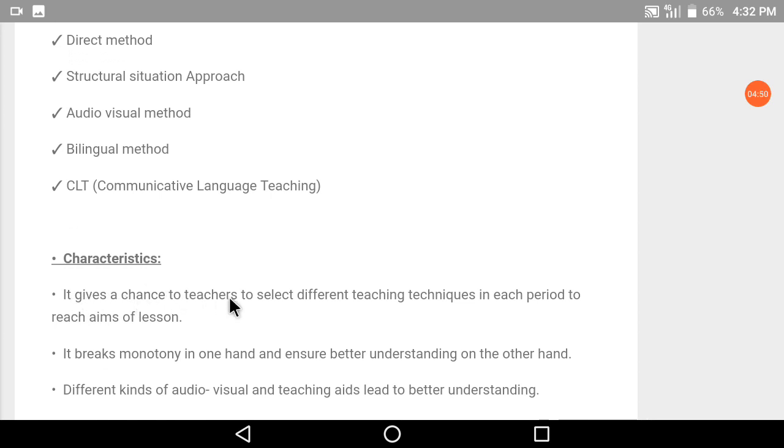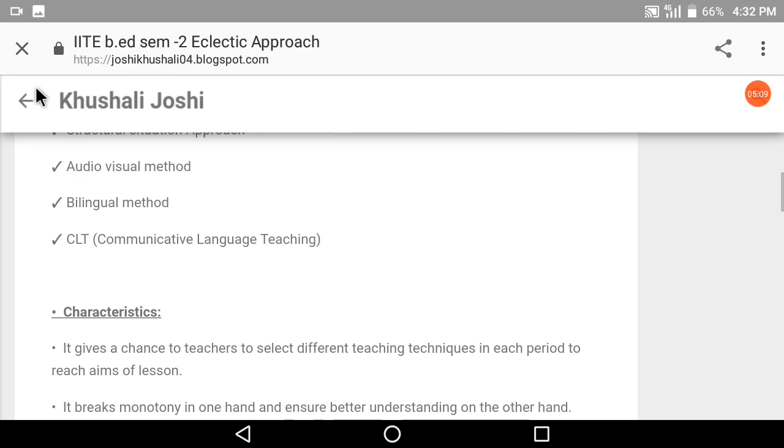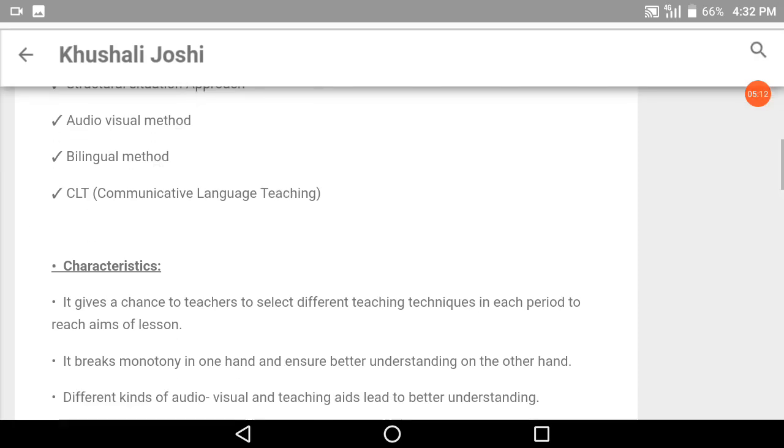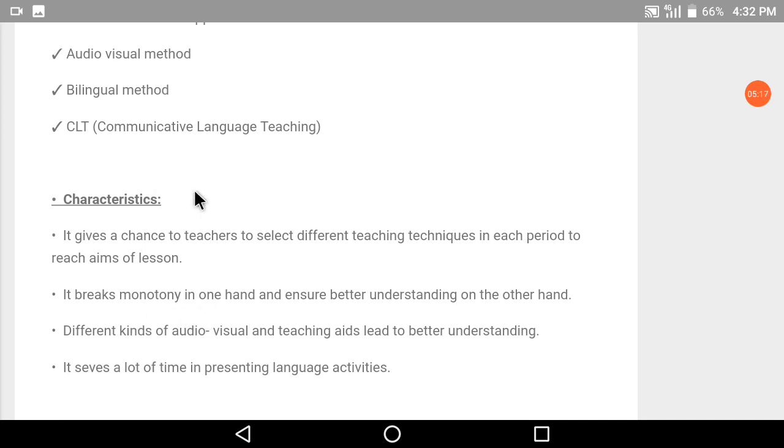Which are the characteristics of this approach? It gives a chance to the teacher to select different teaching techniques in each period to reach the aims of the lesson. What are the aims of the lesson? That my students will understand the concept properly. So I am free to choose any method, any approach, because I have a number of methods, I have a number of options. It breaks the monotony, as we already discussed, on one hand, and ensures better understanding on the other hand.